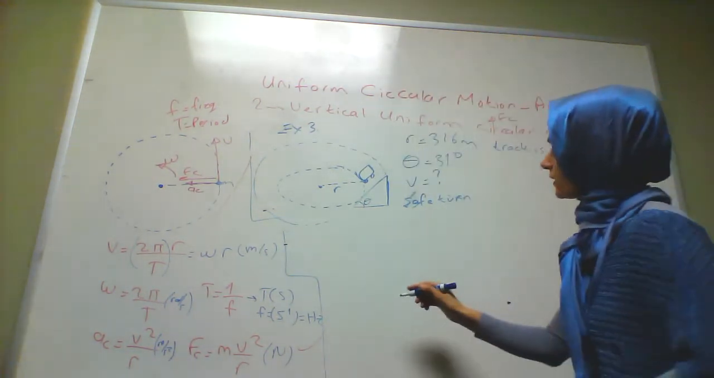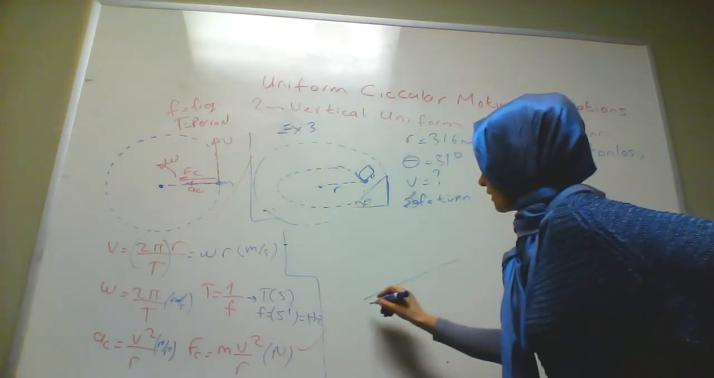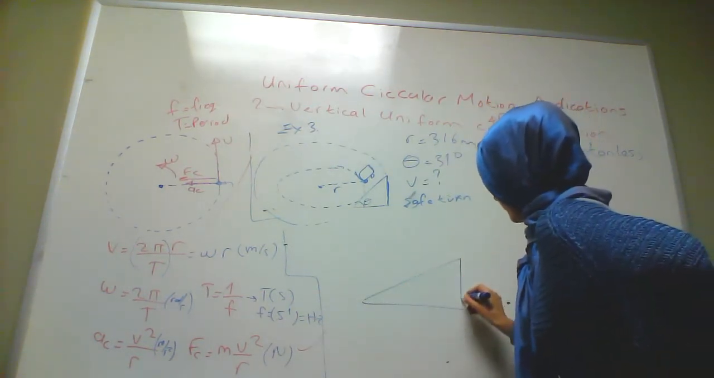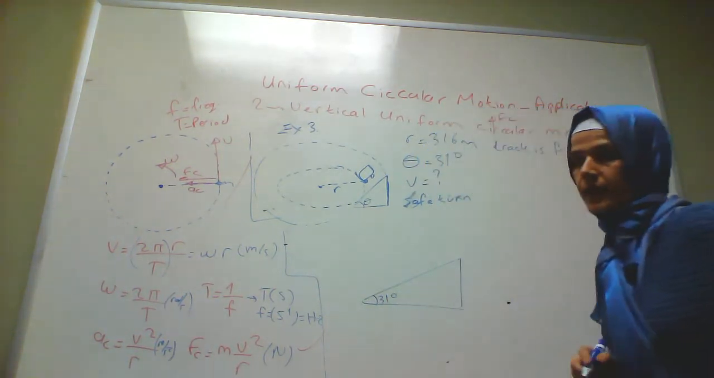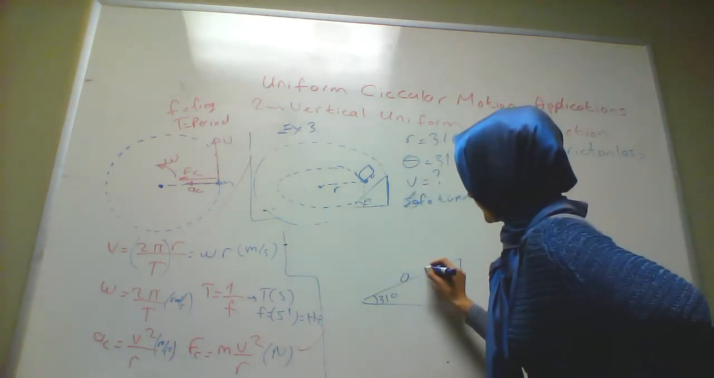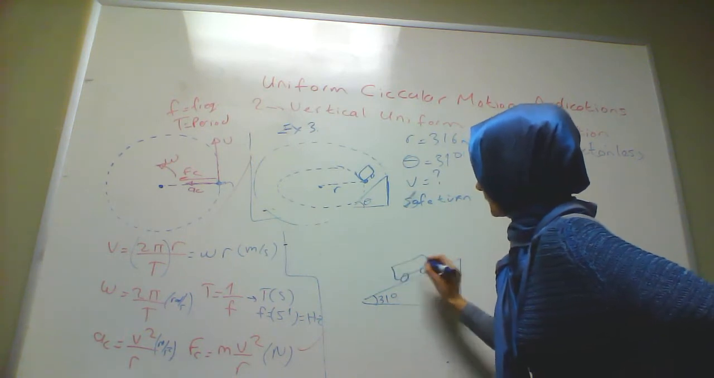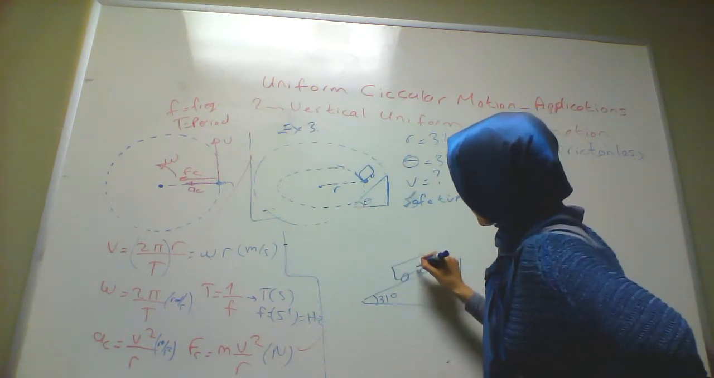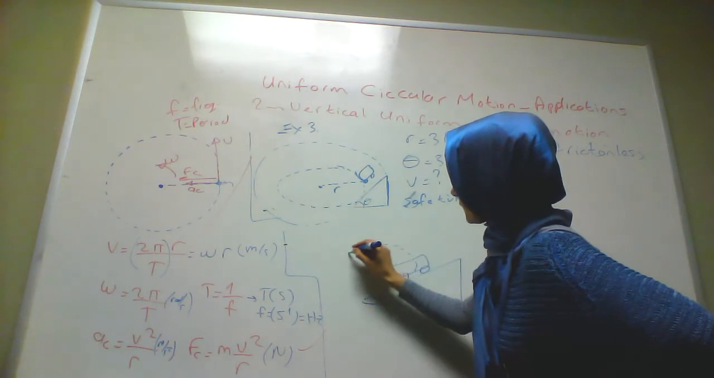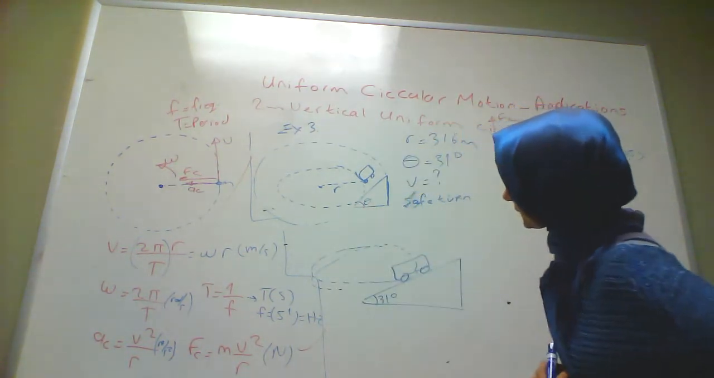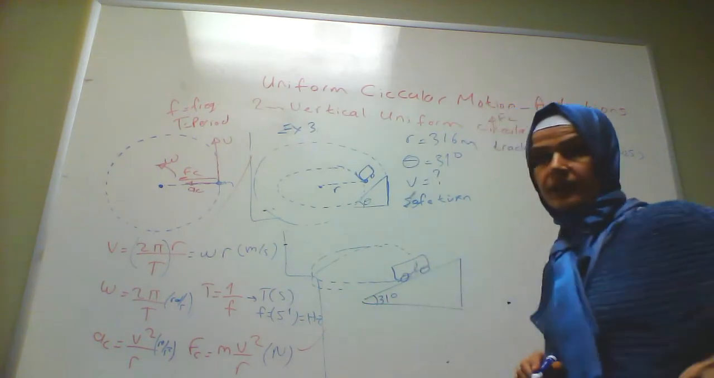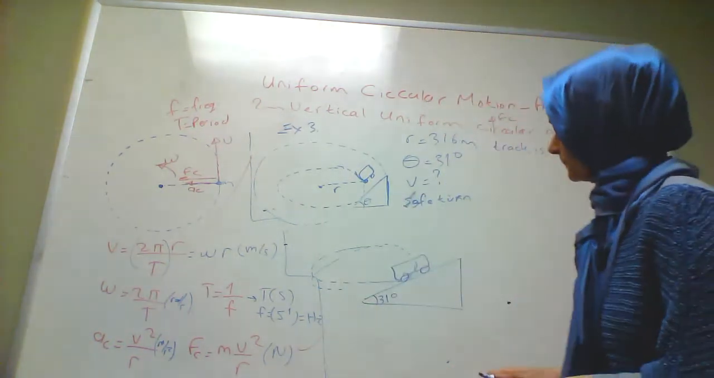Let me draw the figure here largely and show only the car along the steep inclined road. We have a 31-degree angle, and the car is our mass, right? And it's rotating around this circle, right? And let's draw the forces in here.